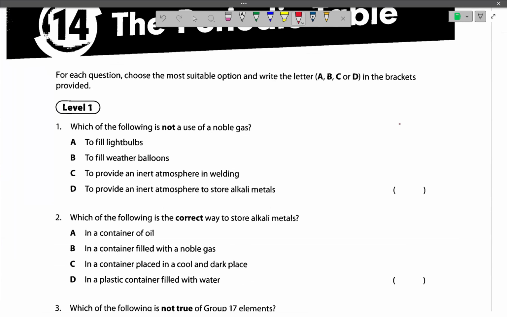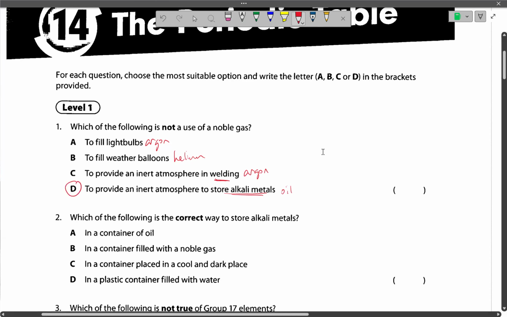What's the use of a noble gas down here, which is not a use? For example, in a light bulb you use argon. Weather balloons use helium. The inert atmosphere in welding itself uses argon. All these three are examples of uses of noble gas. And to store alkali metals, they don't use gas. They use oil. Alkali metals are stored in oil. So the answer is D. This is not a use for noble gas.